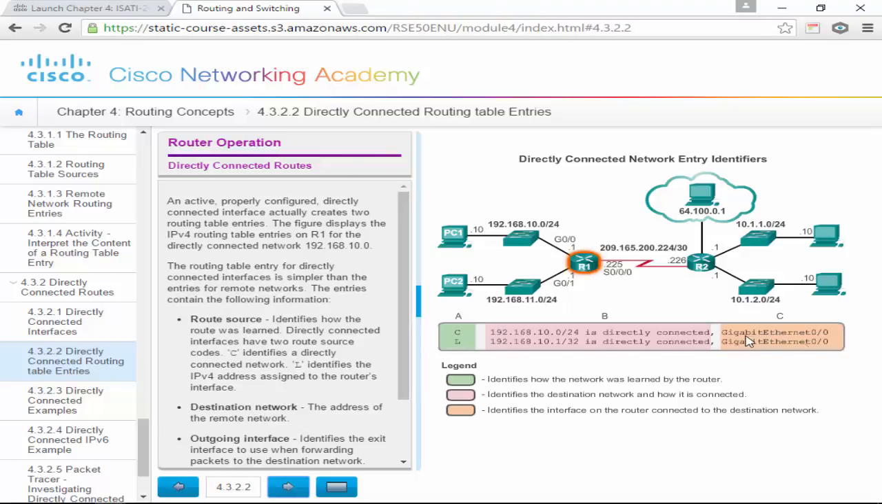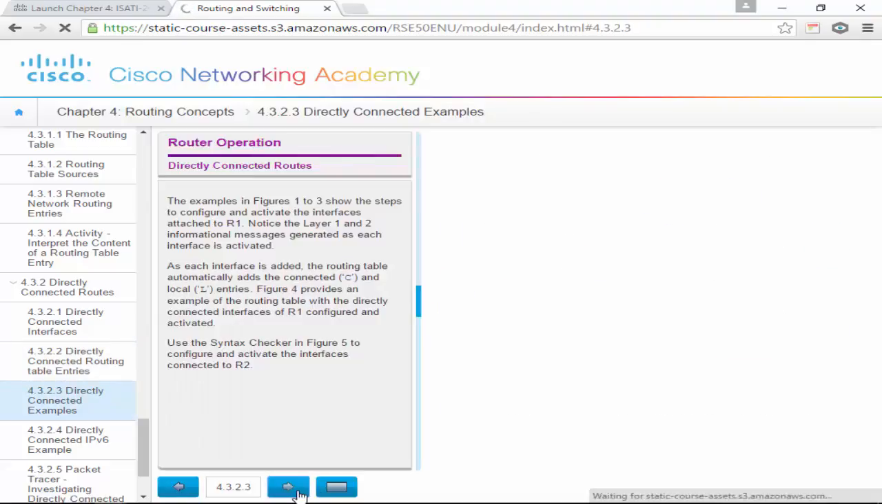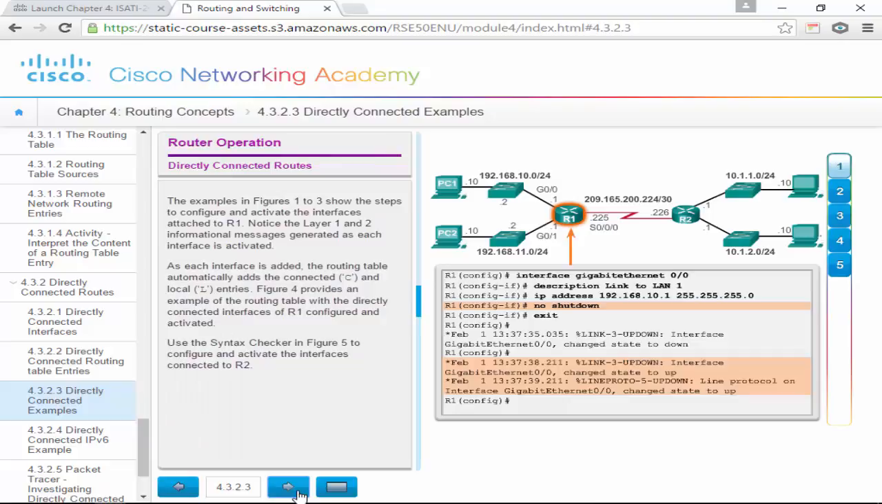We see it, and it just has the G00 like I was talking about, which is the interface that the network is programmed on, right? And that's where it's going to forward packets out of. The router is going to forward packets out for 192.168.10.0 out of G00. Right? So that's what we're seeing in this.